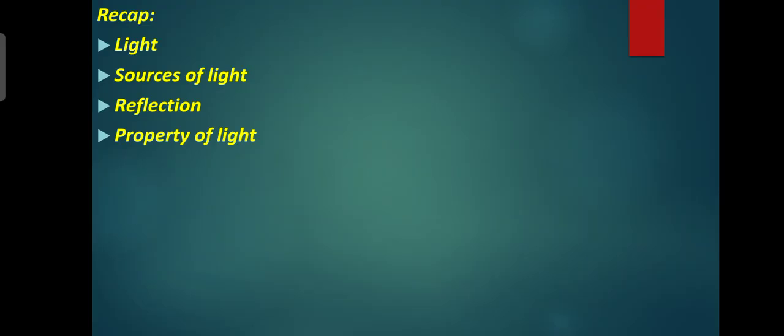Sources which emit light naturally are known as natural sources of light. Second one, artificial. Apart from the natural sources, light can also be produced artificially. The different light sources that are able to produce light artificially.